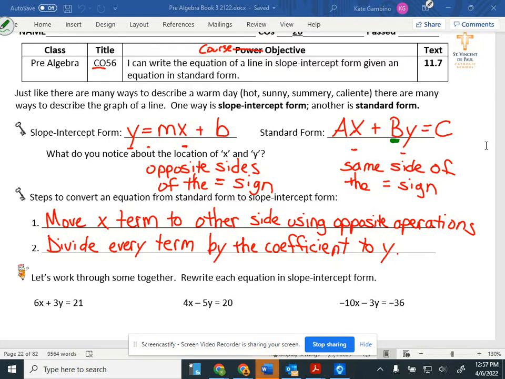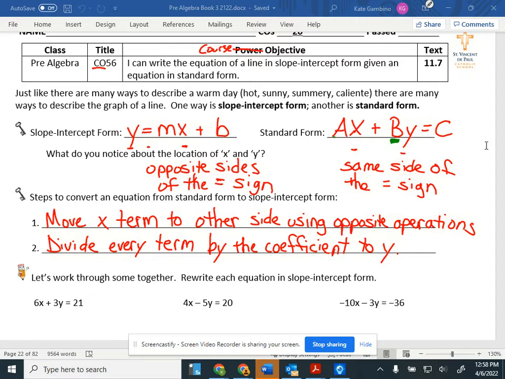When we add or subtract, we can only add and subtract things that are like terms. But when we multiply or divide, we do it to every term. So you're going to take that b and you are going to divide the y by the b, you're going to divide the c by the b, you're going to divide that a by the b. You divide each term by that coefficient, by that b. Okay, and we're going to see how that works.